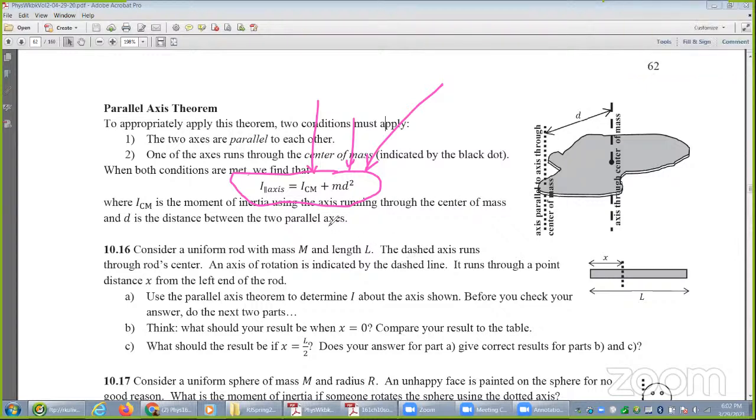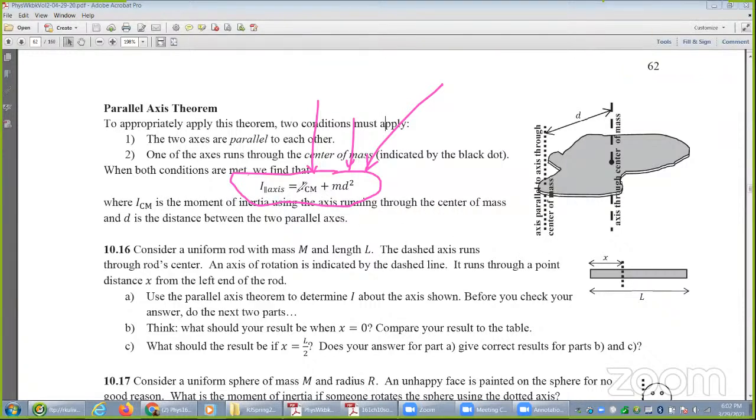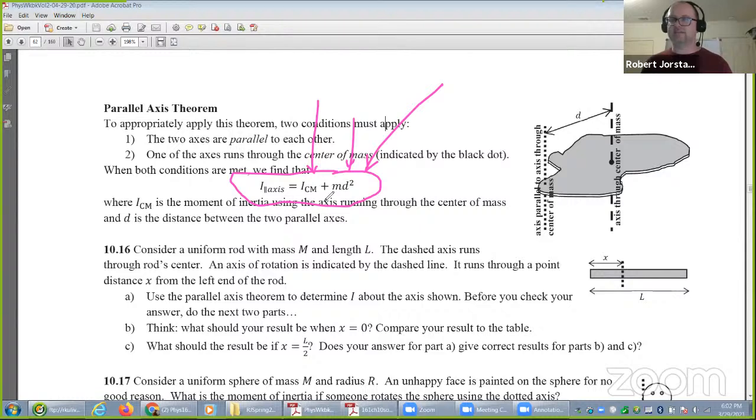Would X be for ICM? Say again. X? Well, that will be ICM. Okay. ICM is not X. ICM has to have units of kilogram times meters squared. So it's going to be one of those table formulas.